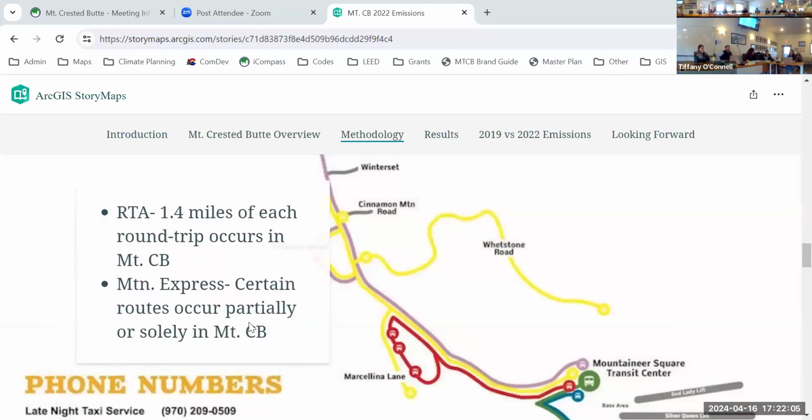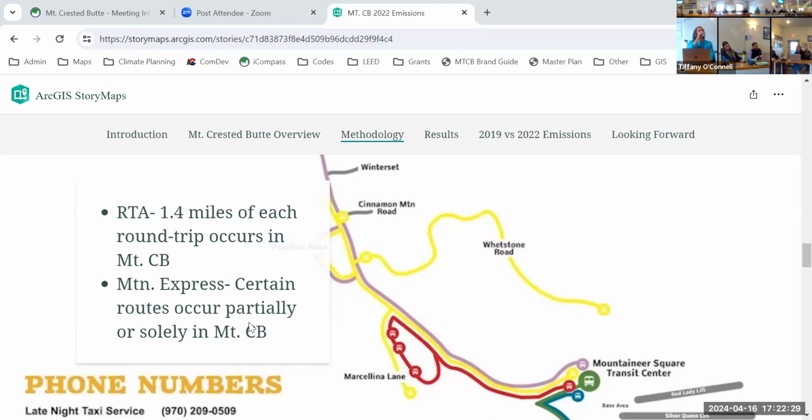And for our public transit, we measured that 1.4 miles of each round trip that the RTA takes occurs within the boundary of Mount Crested Butte. So we got their total VMT data and then just allotted 1.4 miles of each trip in Mount Crested Butte to get the emissions of just it operating in Mount Crested Butte.